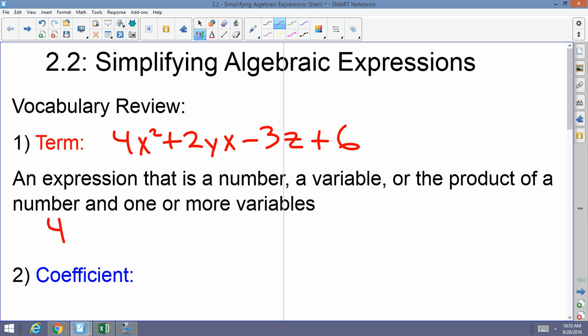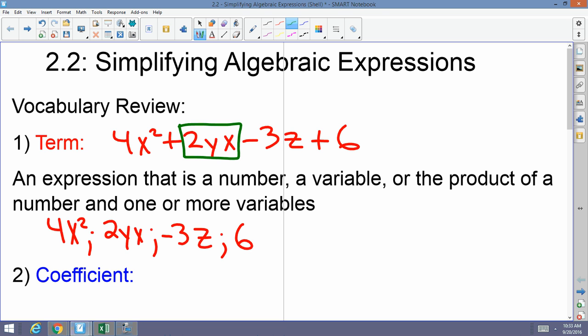My terms would be 4x squared, 2yx, negative 3z, and 6. Remember that plus or minus signs separate the terms. So even though this term here, 2yx, has 3 different values, a 2, a y, and an x, those are being multiplied, so that's considered one term. Only plus and minus signs separate terms.